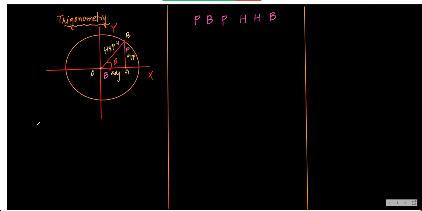Now, if you want to find the first trigonometric ratio, the sin theta value, it is opposite by hypotenuse. Opposite by hypotenuse is the formula. Opposite is P upon H, and also we say that it is opposite side by hypotenuse.